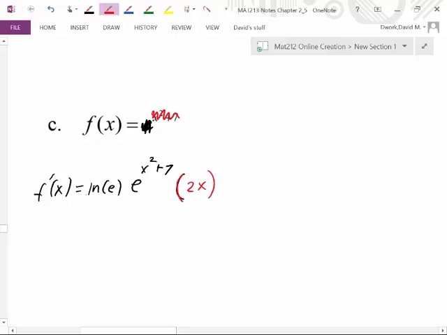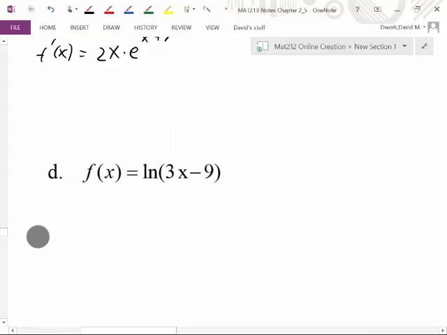And if you wanted to simplify a little bit, you would say natural log of e is 1. So therefore, we would say the derivative of this function would be, and you could write the 2x in the front. That would technically be more standard, but it doesn't matter. MathAS will accept it either way. So what we have here is 2x times e raised to the x squared plus 7.